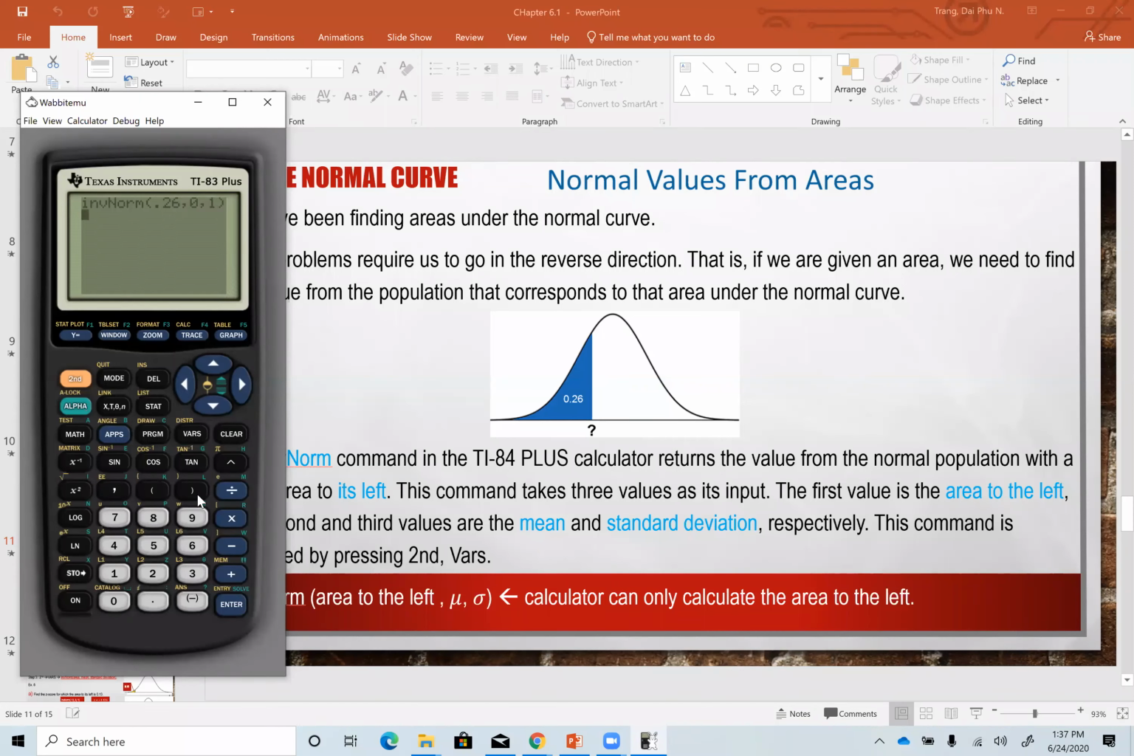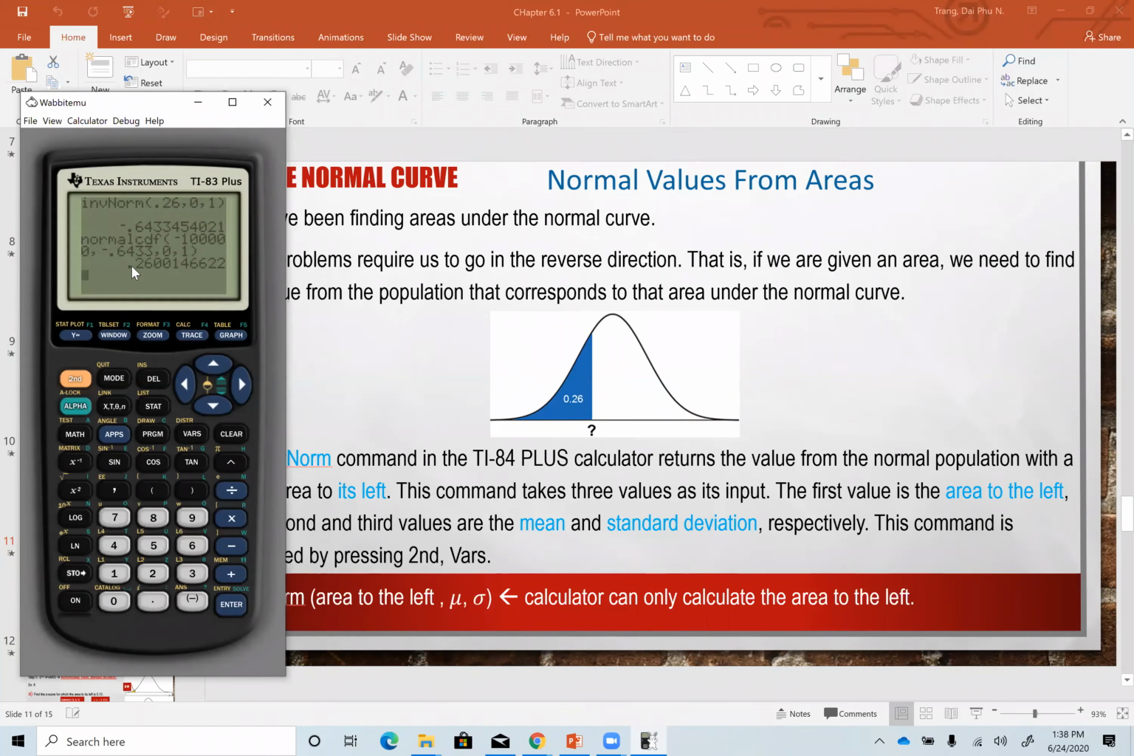If you type that in, it will tell you that the z-score is negative 0.64335, so roughly negative 0.643. That's your z-score. If you do it the other way, with normal CDF, and you enter negative 1 million, comma, negative 0.6433, comma, 0, comma, 1, it should give you the answer 0.26.